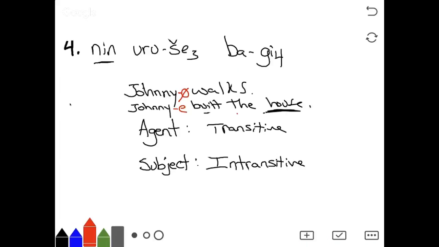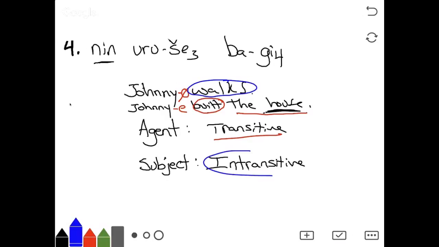So anytime there's an object that the verb is acting upon, that the subject is acting upon, they mark that with an E. Built is a transitive verb. Walks is an intransitive verb, right? Walks requires there's no object there. So if there's no object, there's no mark. If there's an object, there's a mark. I hope that makes sense. Oh, okay, she says it does. So that's what matters.